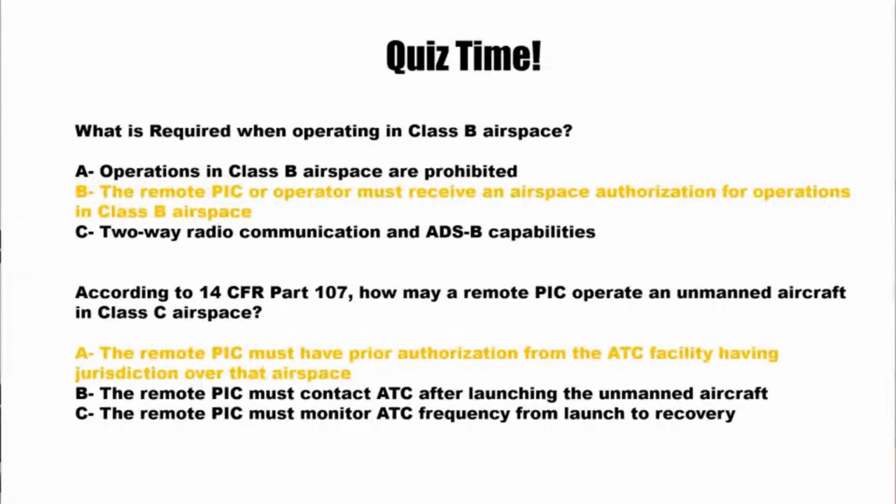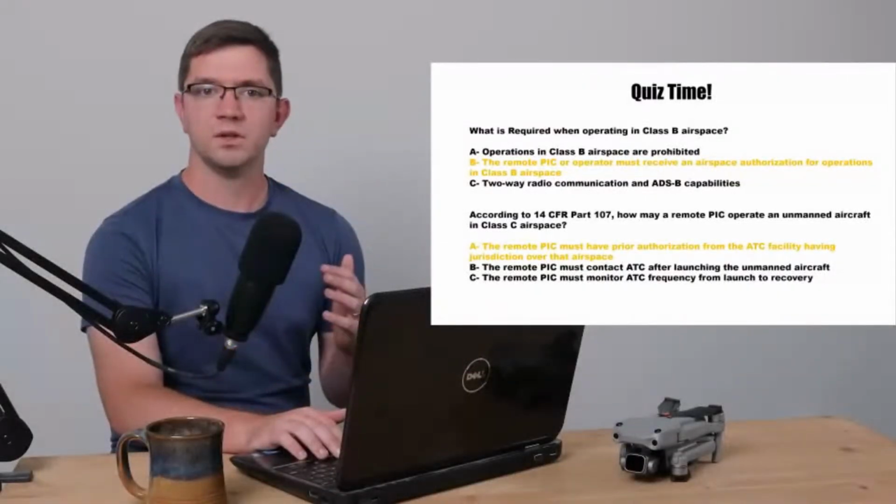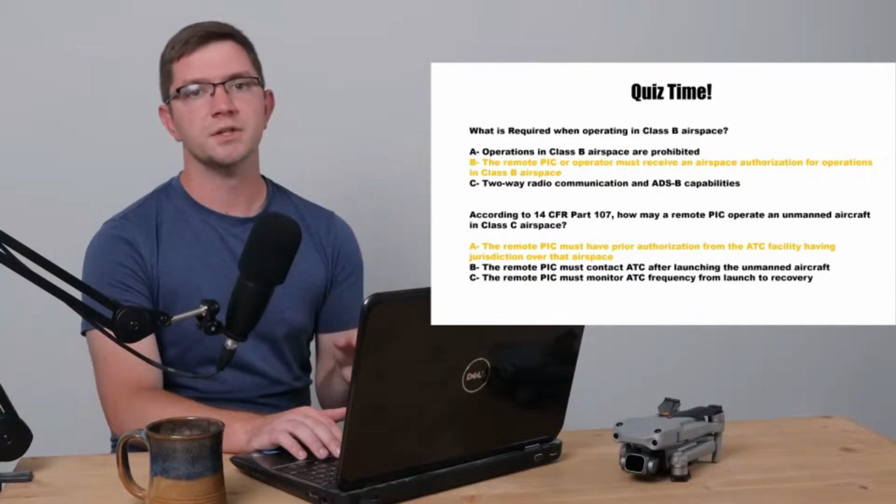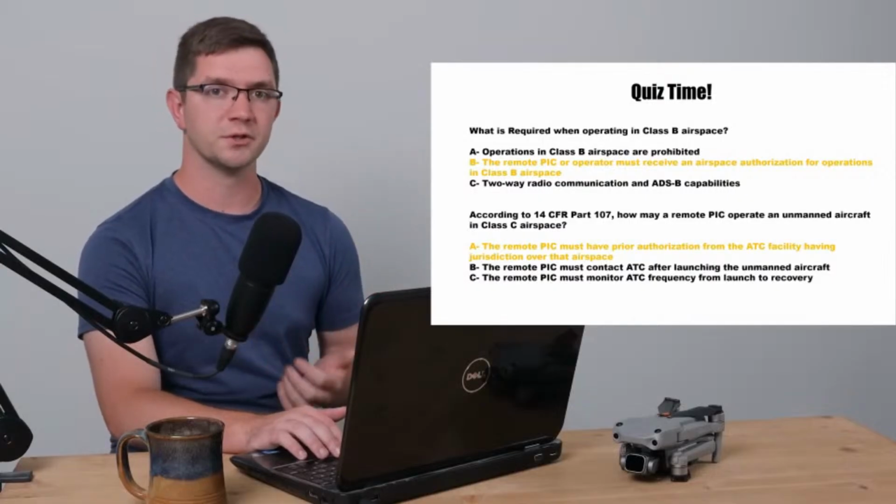Both of these are basically going to be the same answer. You need clearance from ATC in order to fly in any controlled airspace. This is the most important thing that you need to remember when you're dealing with controlled airspace.